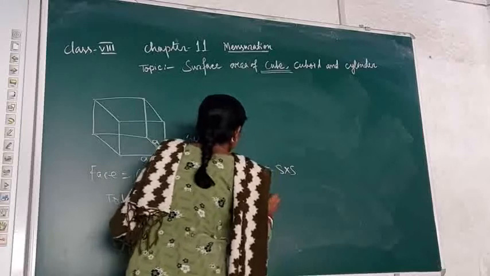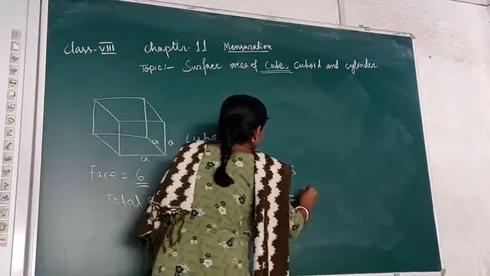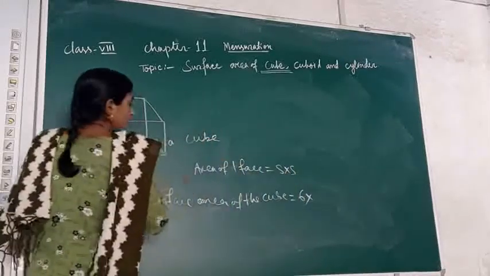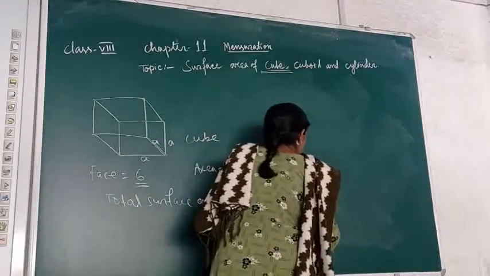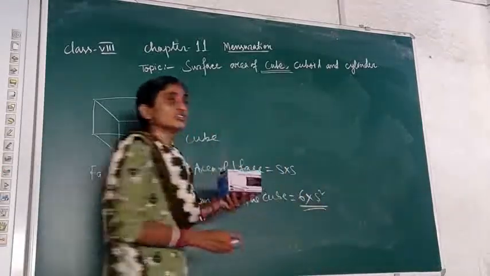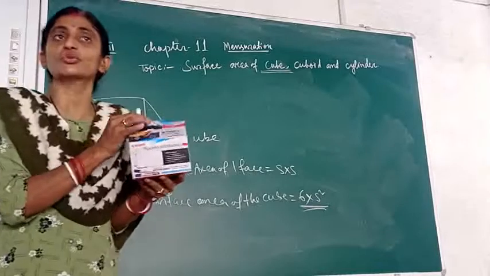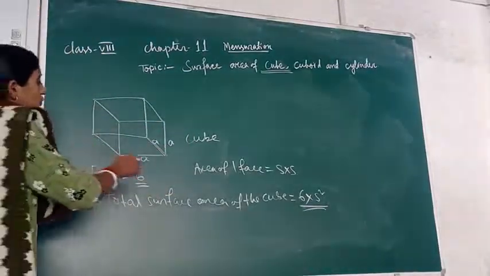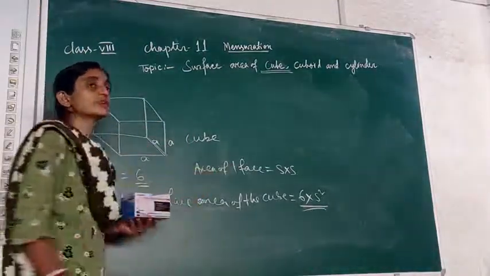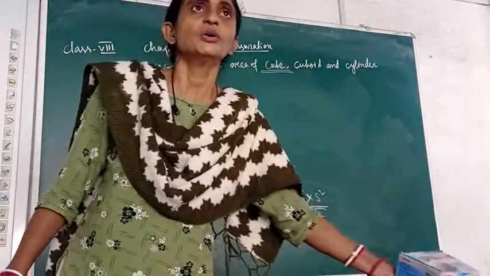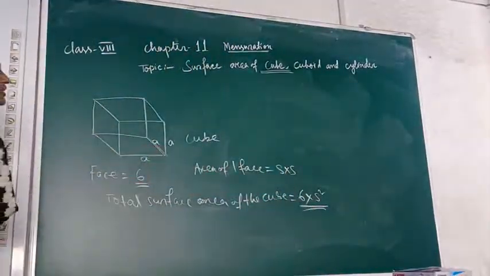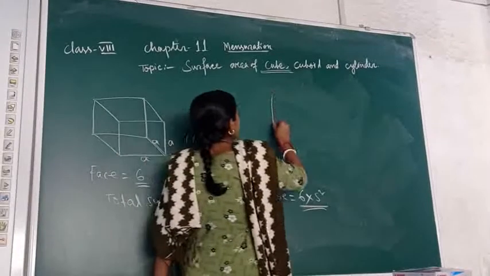So the total surface area of the cube will be how much? 6 into each face, that is a square. So all the faces are squares and together these 6 square faces will make the area, which will be 6a squared. Now if in place of a cube we are considering a cuboid, what will happen?